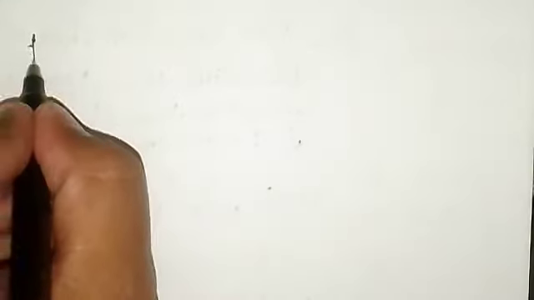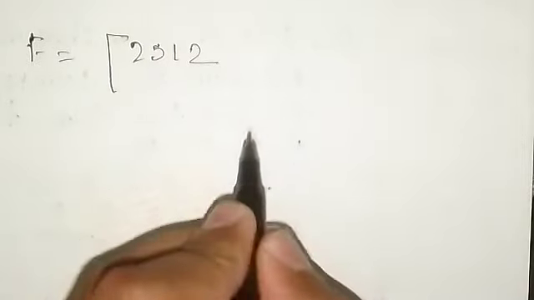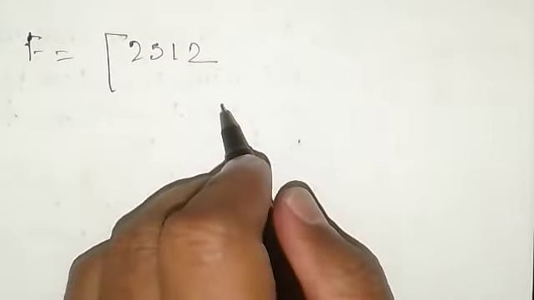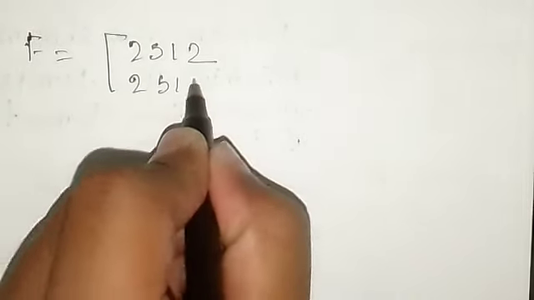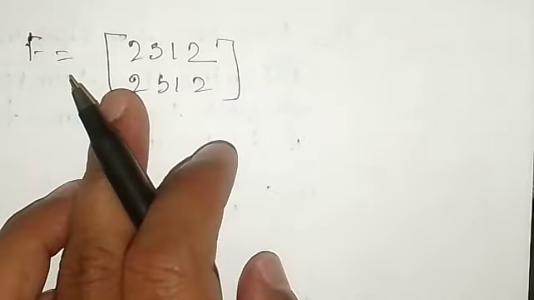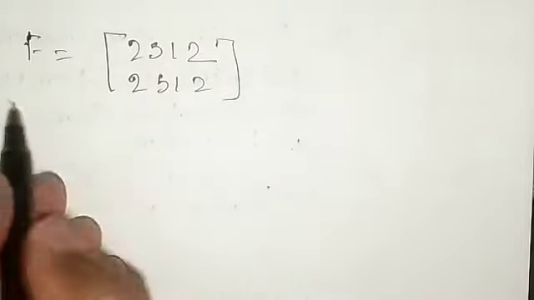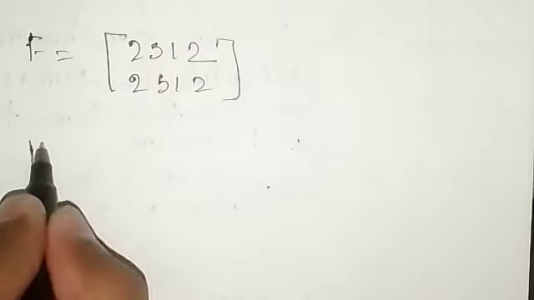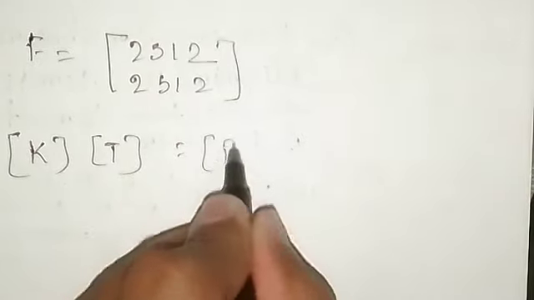Here we can say that F is equal to 2512, right, and 2512. So this is 2512. Now, as we don't have any force at node 1, this is what you have for F1, F2. So now you can say K T is equal to F, right?